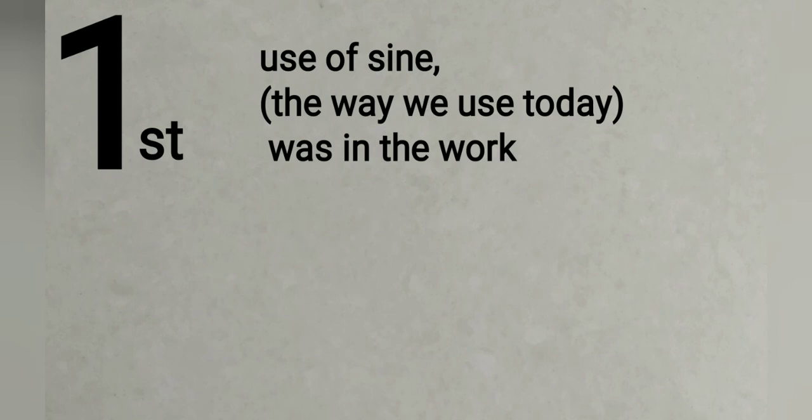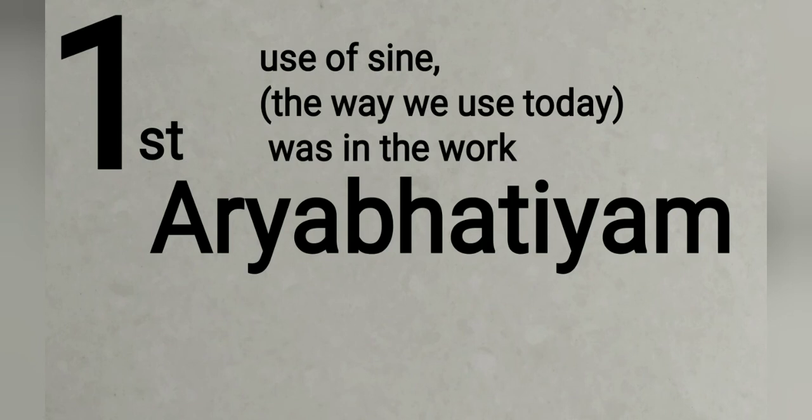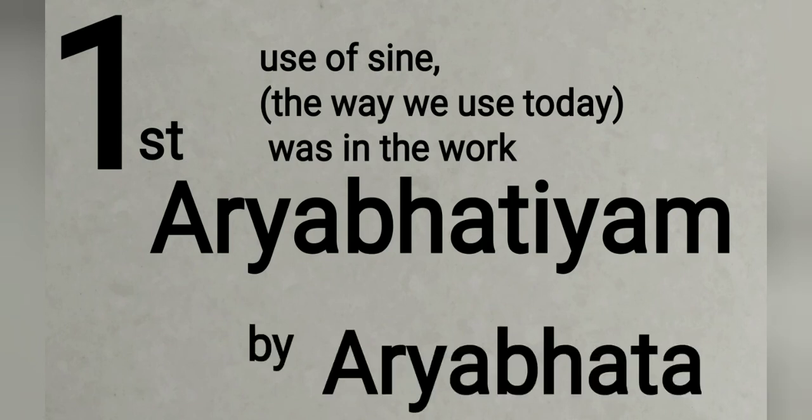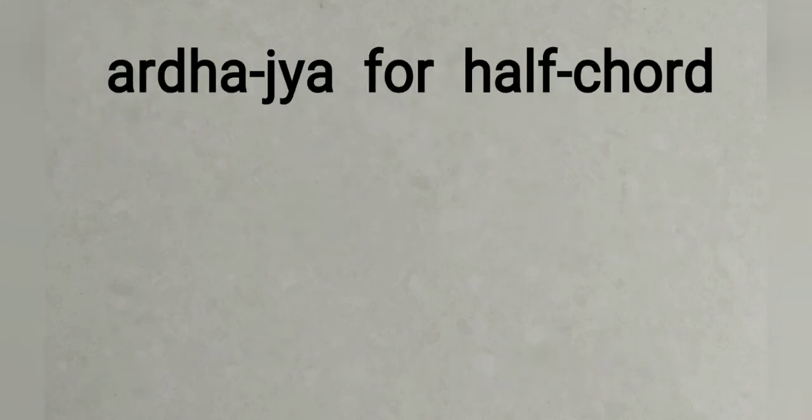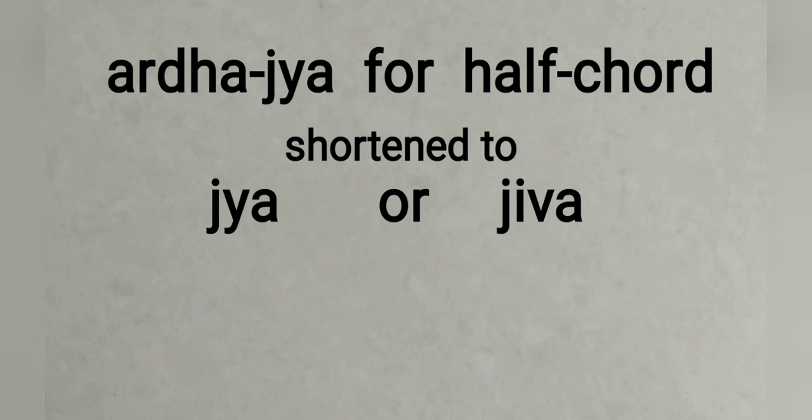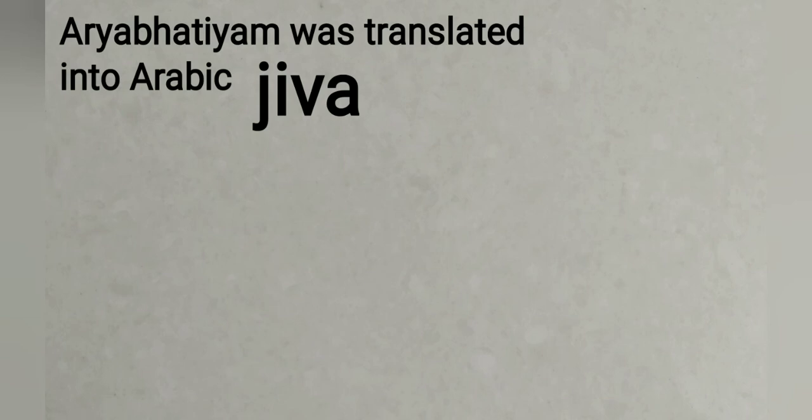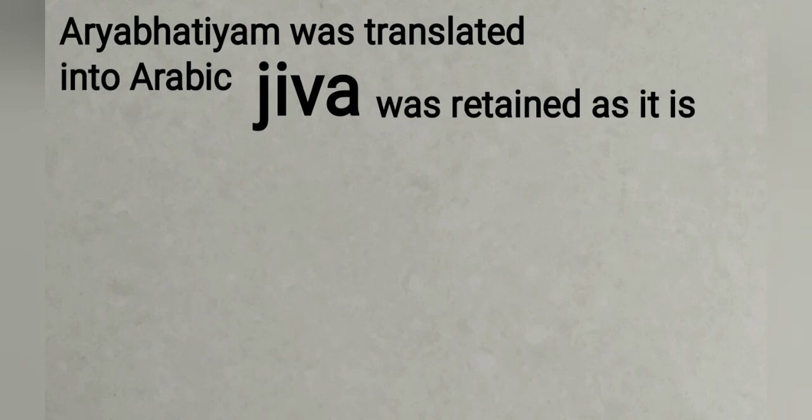The first use of sine, the way we use it today, was in the work Aryabhatiam by Aryabhat in the year AD 500. Aryabhat used the word Ardhajaya for half chord, which was shortened to Jaya or Jiva in due course of time. Aryabhatiam was translated into Arabic. However, Jiva was retained as it is.